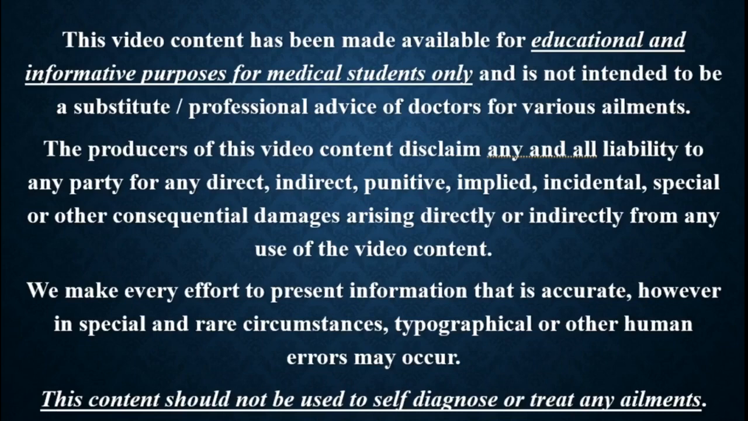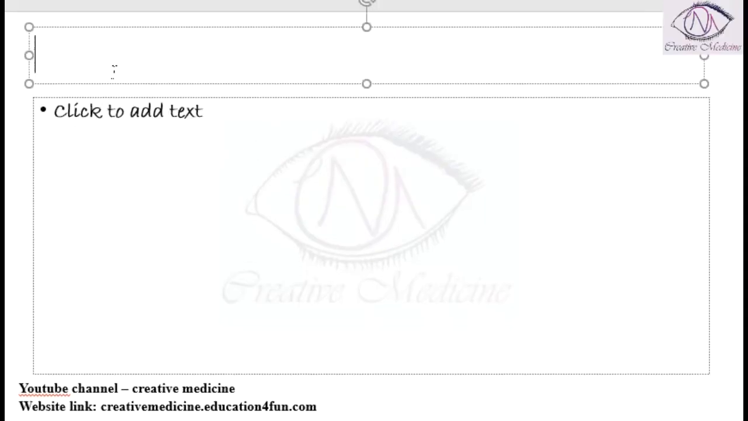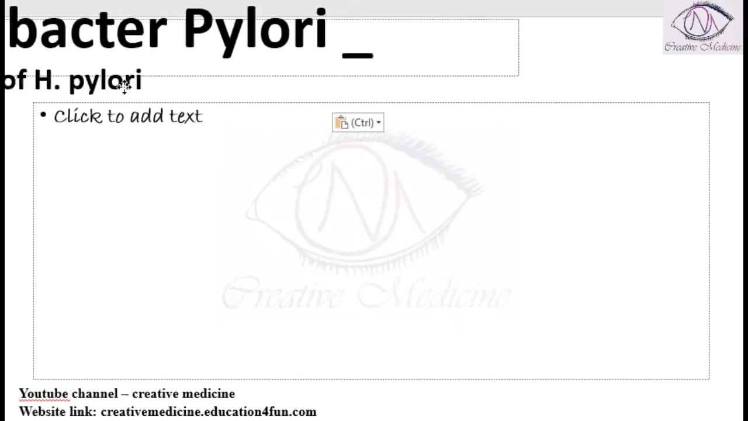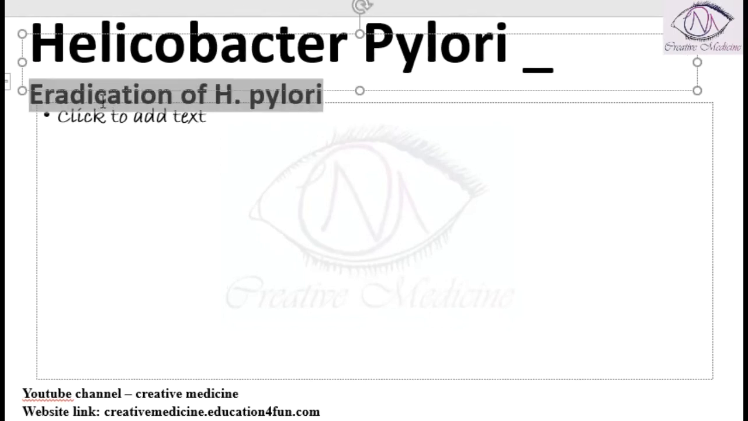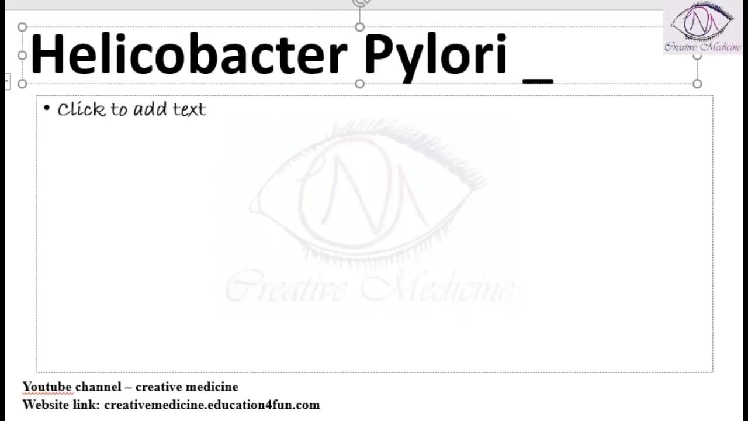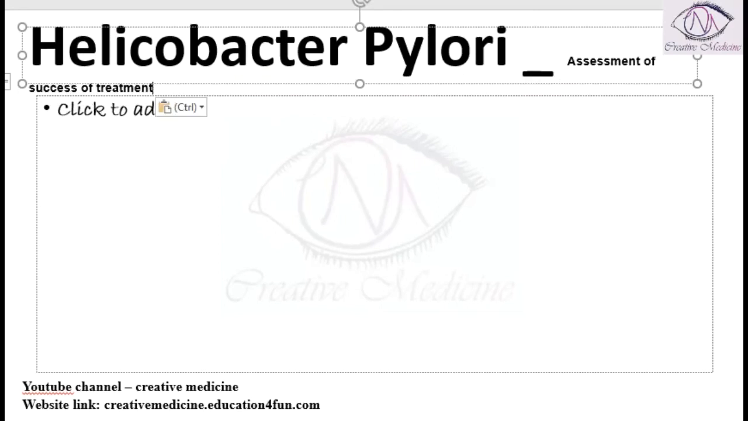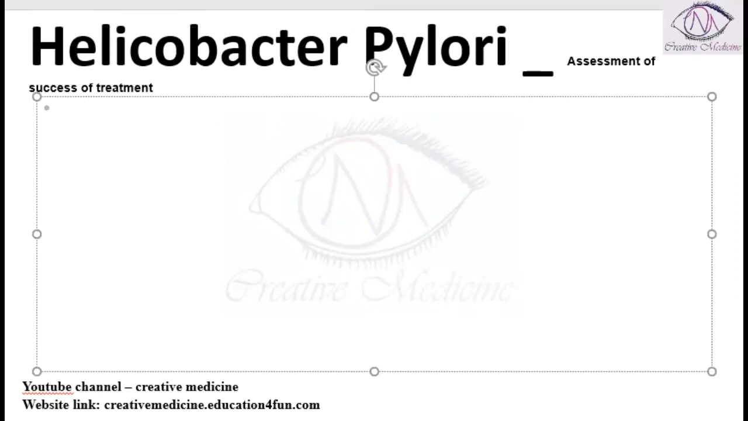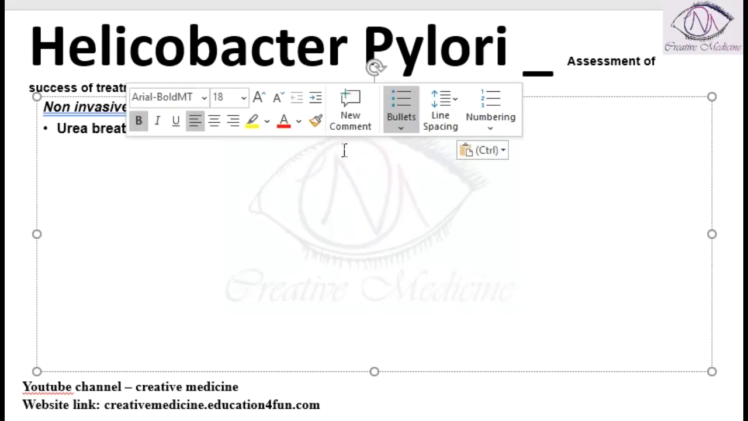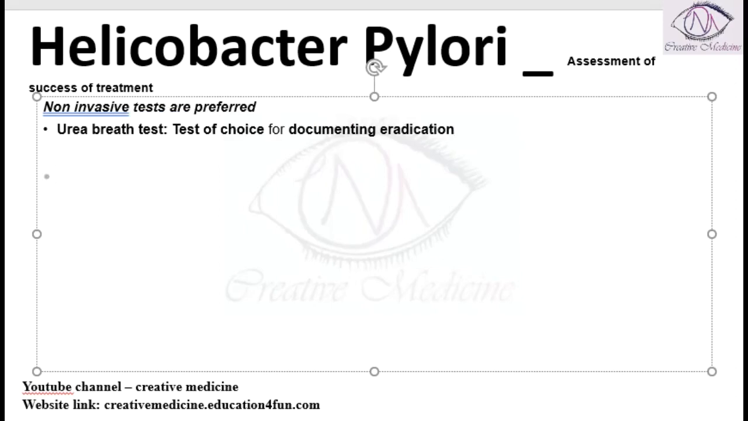In this lecture, we will learn about H. pylori. If you have to assess the success of treatment of H. pylori, non-invasive tests are mainly preferred for the assessment of success of treatment. So the urease breath test is the best test of choice for documenting eradication. Urease breath test is the test of choice for documenting eradication.